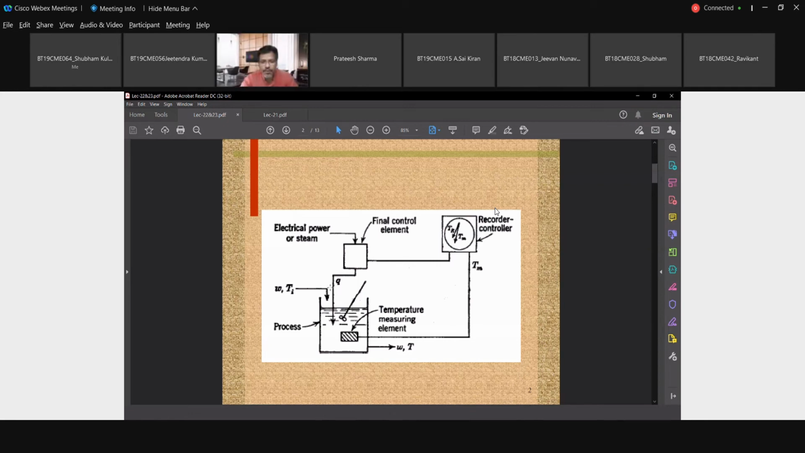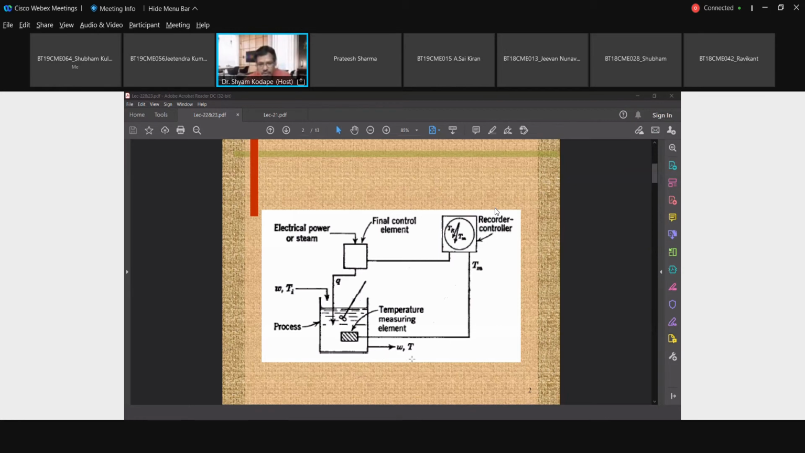I am using the PDF because that PPT is corrupted. I will recover it. So Q is the rate of flow of heat which is going to be exchanged with this liquid. Okay, so it may be electric power or it may be steam. It is coming from this particular instrument. Okay, incoming stream is there, outgoing stream is there.